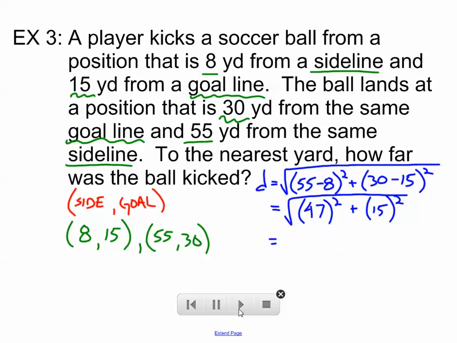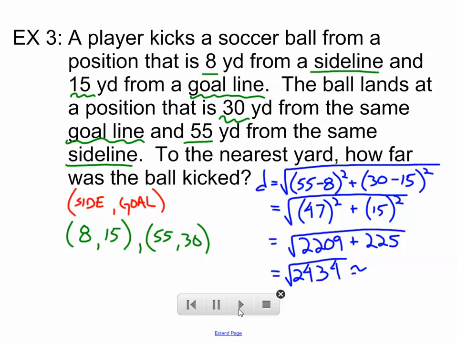Numbers get a little bit big and ugly here. 47 squared is 2209. 15 squared is 225. We'll add those up and get the square root of 2434, which is approximately 49.3 yards. So the ball was kicked 49.3 yards.